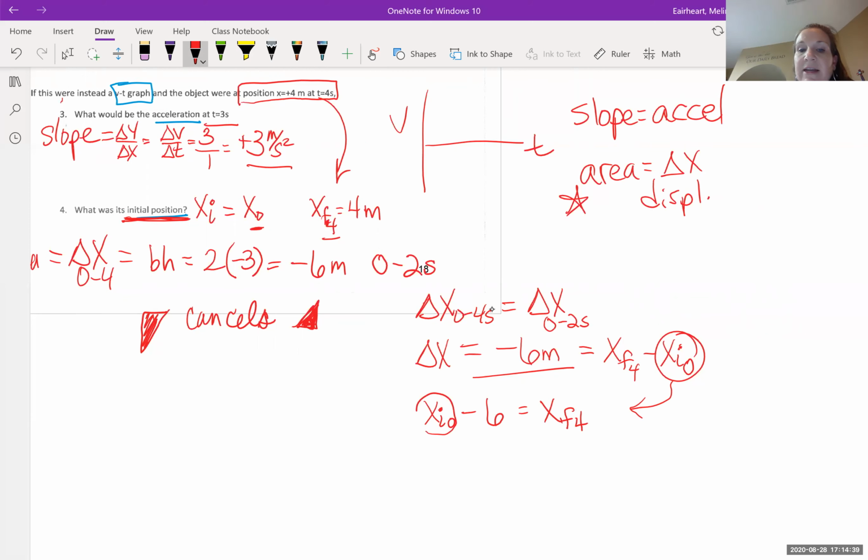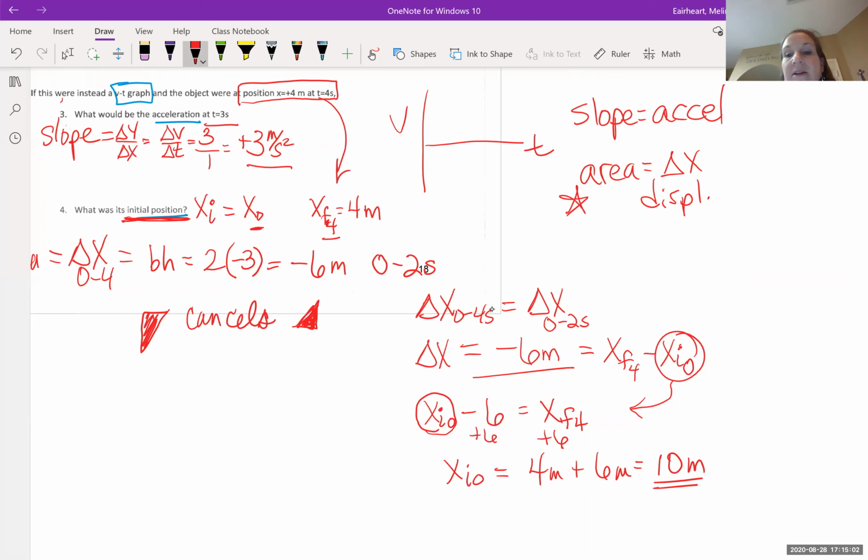Keep isolating initial position. You got to add 6 to both sides. And so here's our final answer. We got to bring in that given position at 4 seconds. And so we would be at 4 meters plus 6 meters. Here's our final answer. 10 meters is where we started.